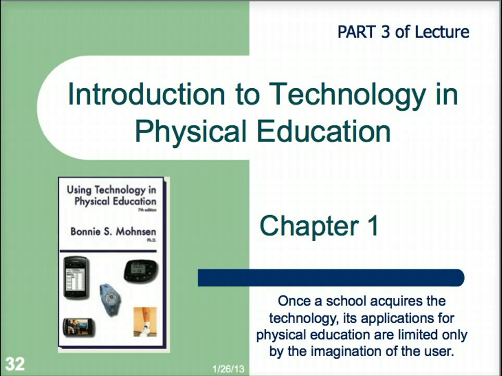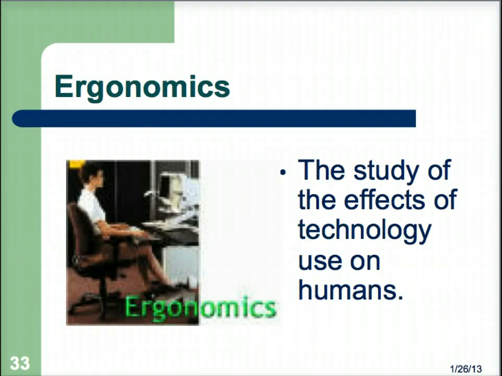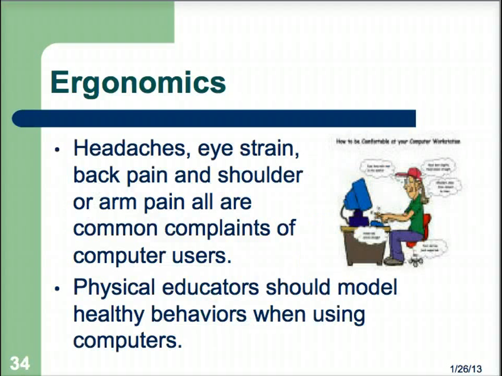The last part of this chapter deals with ergonomics. That may be a new term to you. Ergonomics is actually the study of the effects of technology use on humans, so it's a rather new term. Before we had technology, we didn't really have to worry about ergonomics too much. What is ergonomics? Well, as the last slide just showed, the study of the effects of technology use on humans.